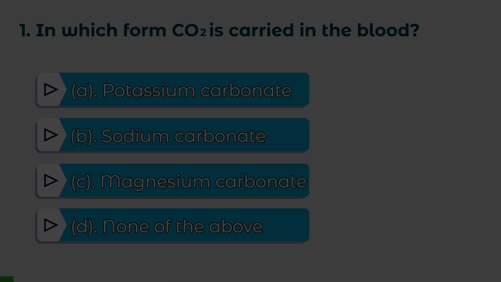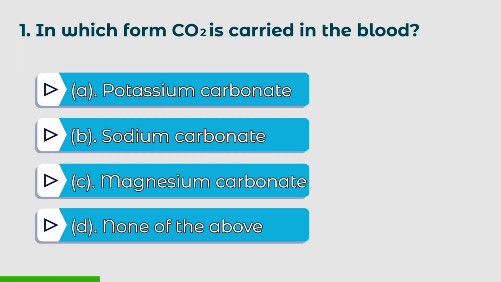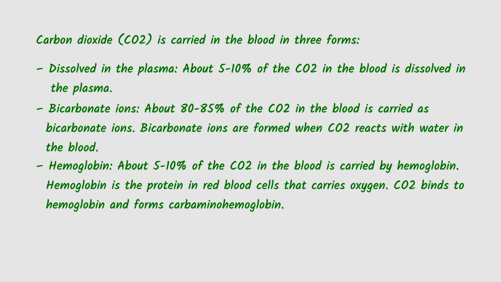Let's start. First question, in which form is CO2 carried in the blood? Options: A. Potassium carbonate, B. Sodium carbonate, C. Magnesium carbonate, D. None of the above. The right answer is D. None of the above. Carbon dioxide CO2 is carried in the blood in three forms.